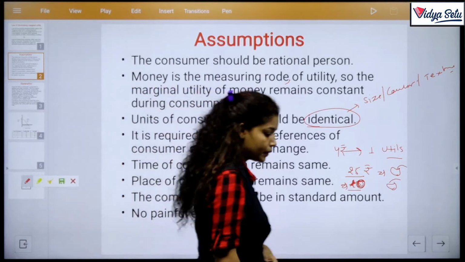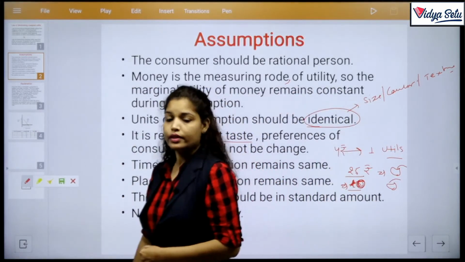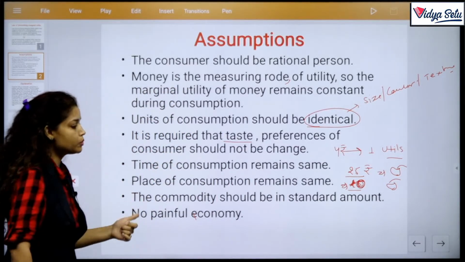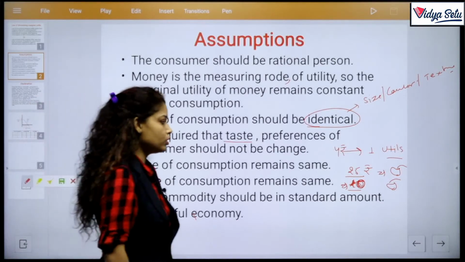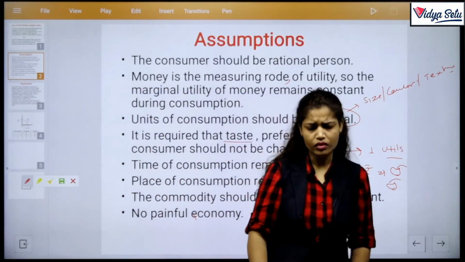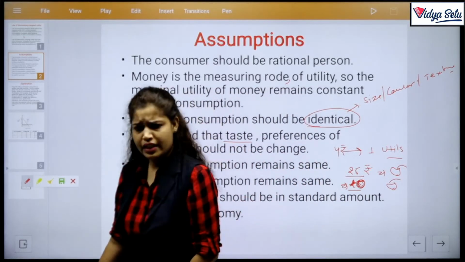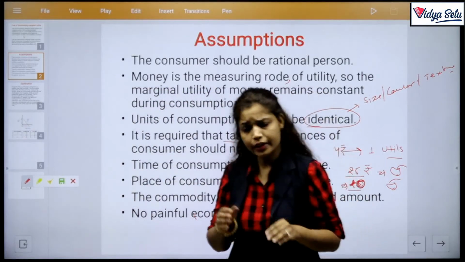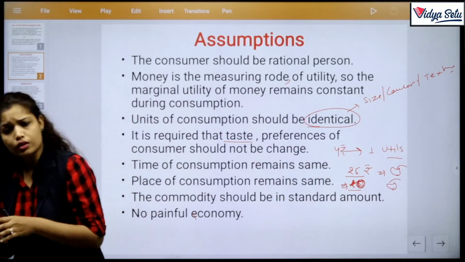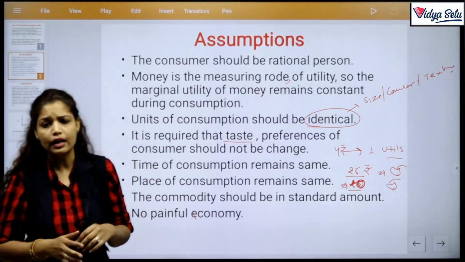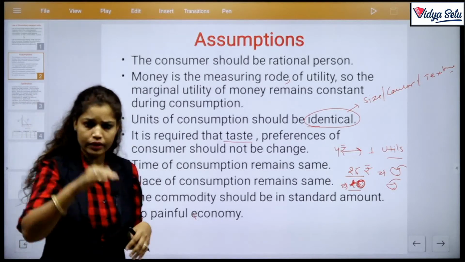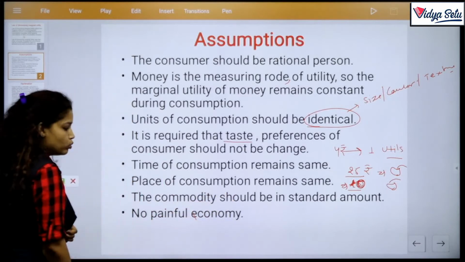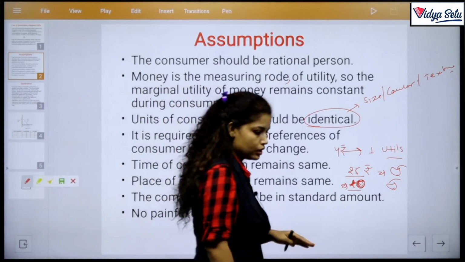ऐसा नहीं होना चाहिए एक चपाती अभी खा रहे हो, एक चपाती शाम को खाओ, ठीक है? There is no time gap between consumption. So time remains the same. Place of consumption remains the same. Like I already gave the blanket example. If you give me a blanket here, then there is no utility, but if you move that blanket to Shimla, Jammu Kashmir, Ladakh, then the utility is enhanced. So decrease होने की बजाय बढ़ जाएगी. The commodity should be in a standard amount. If you are thirsty, clear?